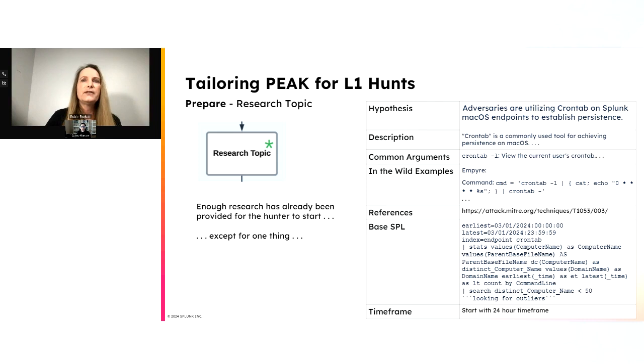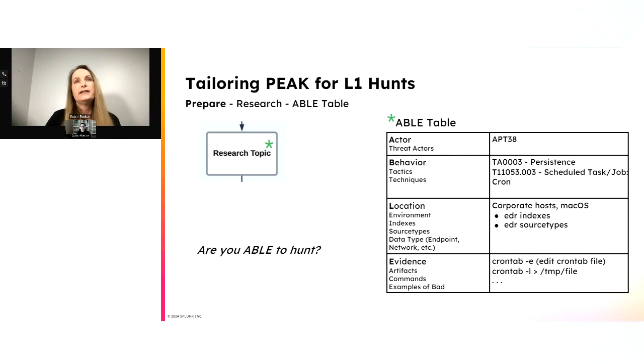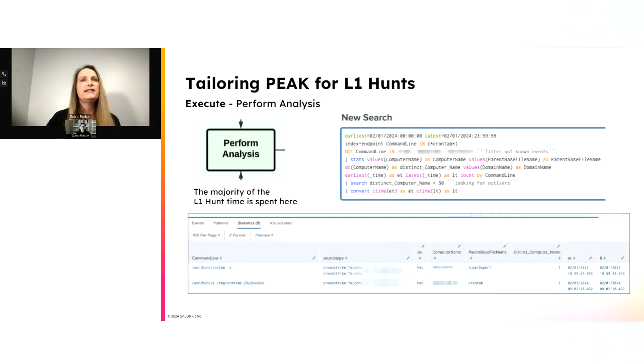There is one piece that we want them to do in the research stage, and that is to fill out the ABLE table. So in this case, the analyst found an actor that is using this technique. They have identified the MITRE ATT&CK tactics and techniques. They know that they're going to be hunting in our corporate host environment, looking for Mac OS hosts, and they're going to be looking at our endpoint logs. And for evidence, they've identified some of the things they're going to be looking for in the logs. So by filling out this ABLE table, the analyst knows what they're going to be looking for. So that takes them into the next phase, which is the execute phase.